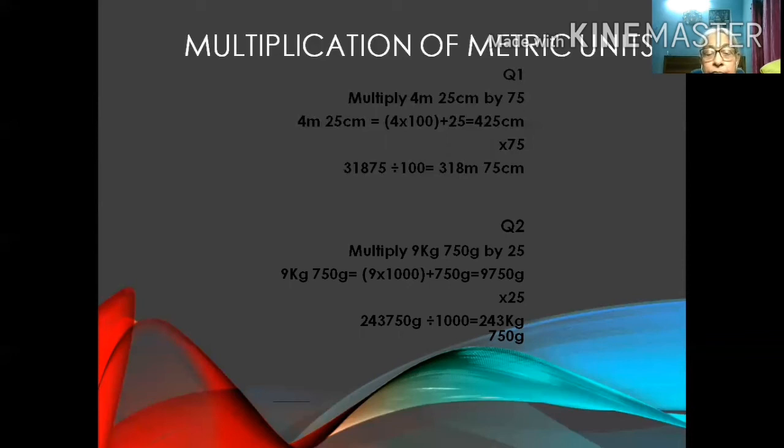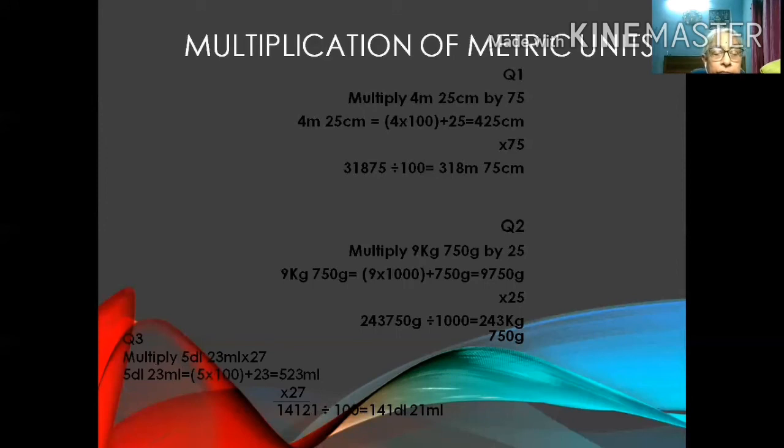So it becomes 243,750 gram. But we cannot keep it like that in gram, we have to change into kilogram and gram. So divide by 1000. After 3 zeros put the point. So it will be 243 kilogram and 750 gram.